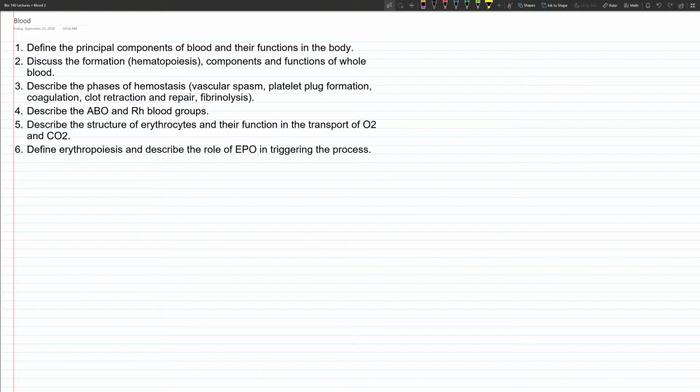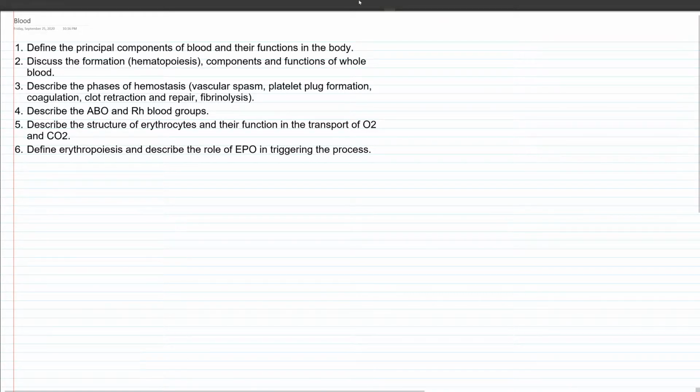We've already talked about the ABO blood groups and the Rh blood groups in lab when we did the clotting experiment or demonstration. I'm going to talk about how the shape of a red blood cell, which is the structure of erythrocytes, functions in the transport of oxygen and carbon dioxide. So basically we're going to be talking about hemoglobin. And then we're going to talk about erythropoiesis, basically how blood is formed and the hormones for it.